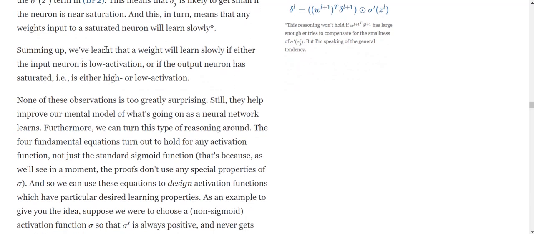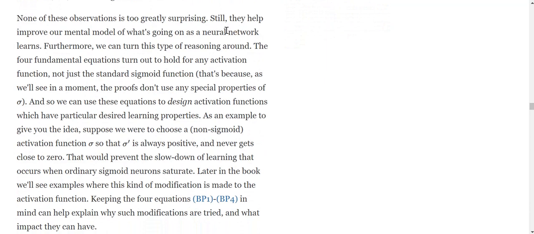Summing up, we've learned that a weight will learn slowly if either the input neuron is low activation or if the output neuron has saturated. None of these observations is too greatly surprising. Still, they help improve our mental model of what's going on as a neural network learns. Furthermore, we can turn this type of reasoning around. The four fundamental equations turn out to hold for any activation function and not just the standard sigmoid function. So wherever you had the derivative of sigmoid, you will have the derivative of the other activation function. That's because, as we'll see in a moment, the proofs don't use any special properties of sigmoid, and so we can use these equations to design activation functions which have particular desired learning properties.